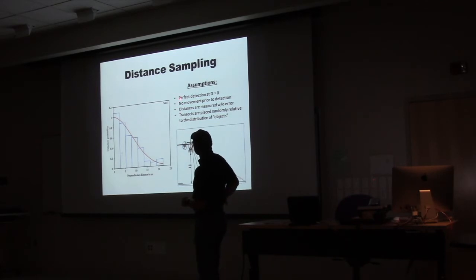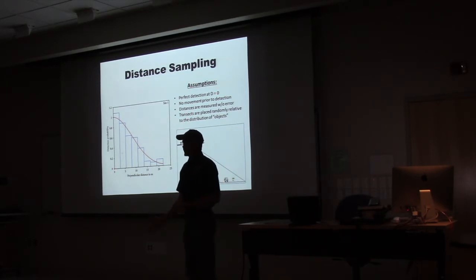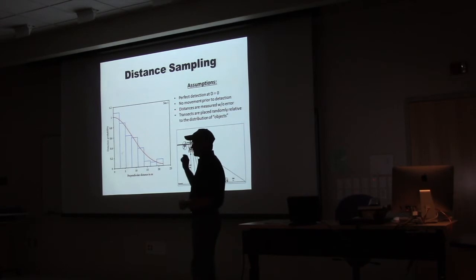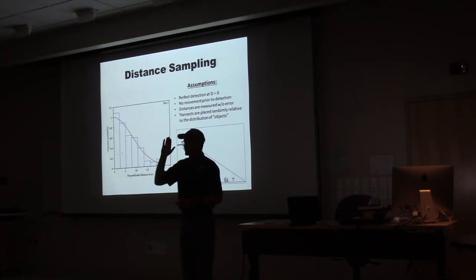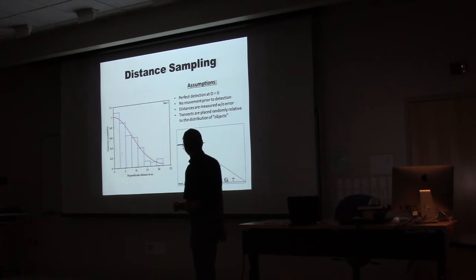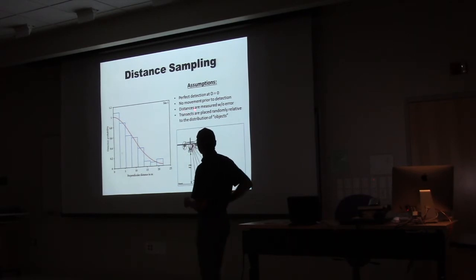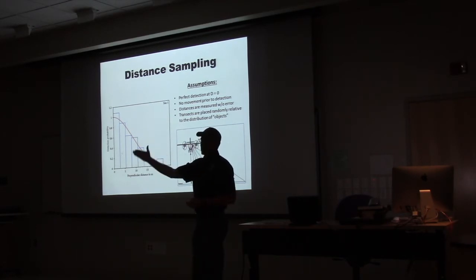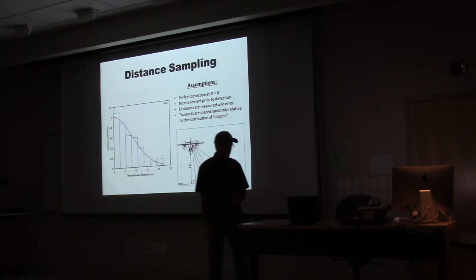The fundamental assumptions of distance sampling are that you have perfect detection at distance equals 0, meaning you don't miss any animals that are on your line. There's no movement prior to detection, though that's not quite as hard an assumption as it used to be. So when you detect an animal and measure that distance, you're assuming that it didn't start on the line and you didn't detect it until it was 50 meters off the line. Distances are measured without error. That seems pretty obvious. And then the transects are placed randomly relative to the distribution of objects. So the objects don't have to be randomly distributed, but the location of your transect line has to be located randomly relative to the objects. Okay, so that's an assumption.